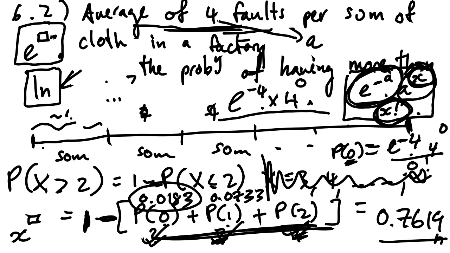So say whatever the problem is. You would say the probability of having more than 2 faults per 50 meters of cloth is 76.19%. Yeah, if they tell you to interpret. So it's probably just good to put an interpretation there, just to be safe.